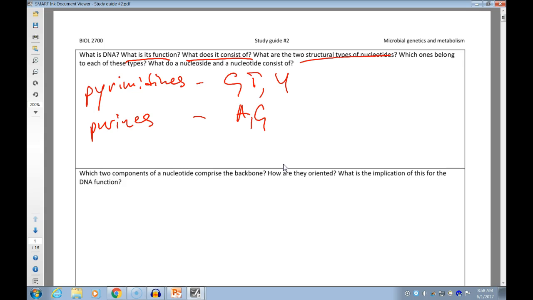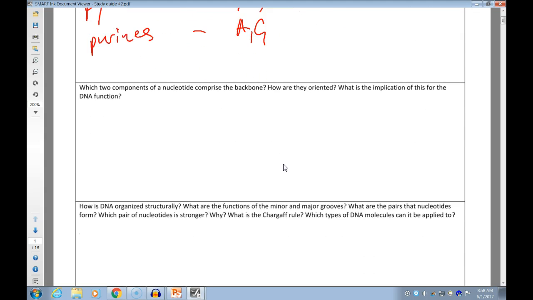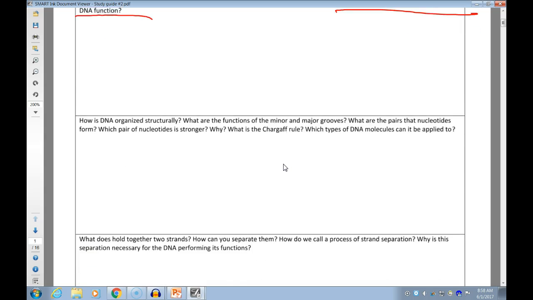Nucleoside is nitrogenous base, sugar. Nucleotide is nitrogenous base, sugar, phosphate. Two components of nucleotide comprise the backbone: sugar and phosphate. How are they oriented? We have 5 to 3 prime, anti-parallel strands. We can read it in a certain direction. Okay, so the DNA molecule is directional and the two strands are anti-parallel.